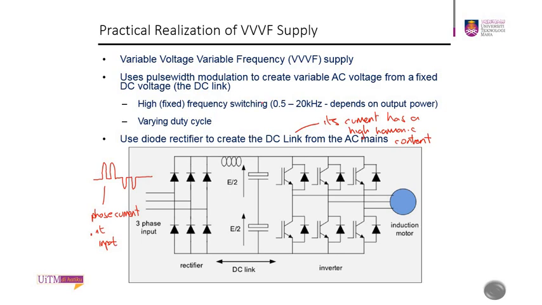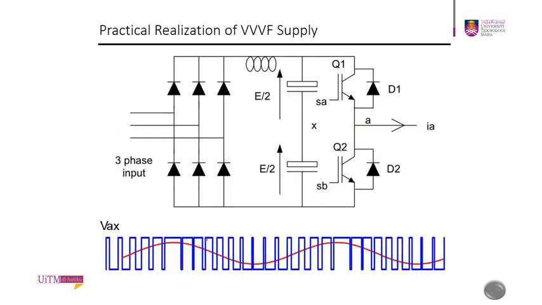High frequency switching, depending on the output power, and to verify the duty cycle. It uses the diode to create a DC link from the AC mains. So the input will be AC that will be converted into DC, and linked within the DC link into the inverter. So the command switch for SA and SB uses PWM.